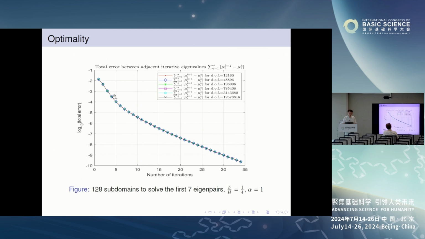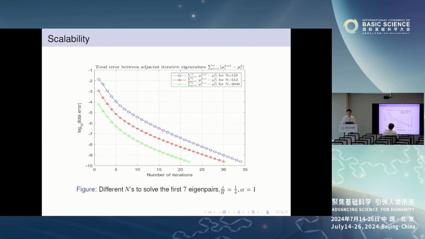You can see actually that these are already 6 curves fitting together. That means this method is very stable. This is the scalability. That means if you are using from 100 to 2,000 computers, you can see very fast convergence.